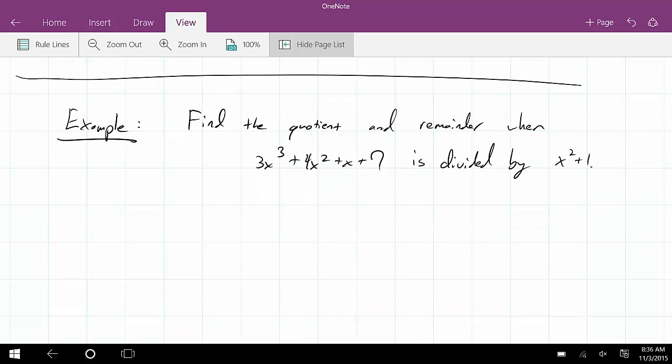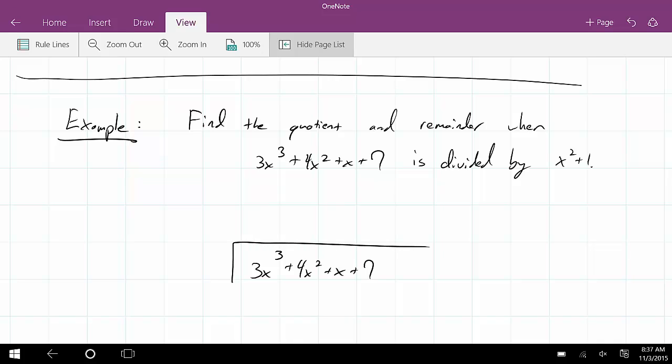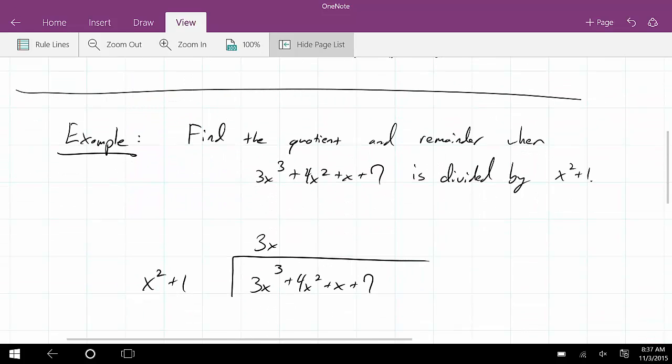So let's set this up. We have 3x cubed plus 4x squared plus x plus 7, and we're going to divide this by x squared plus 1. So here's what we have to do. We have to say, okay, well, what times x squared would give us 3x cubed? It turns out that this is going to be 3x, right? 3x. So now we're going to multiply by the divisor.